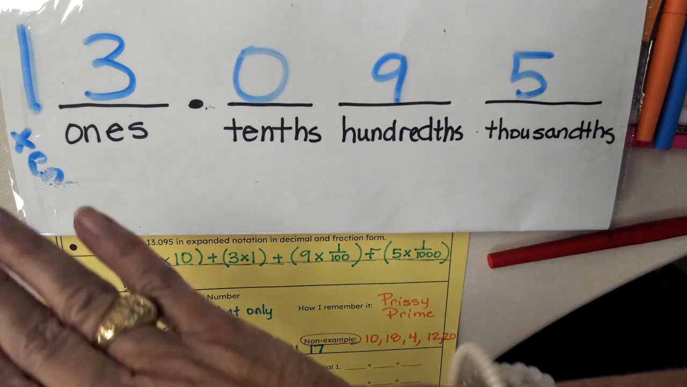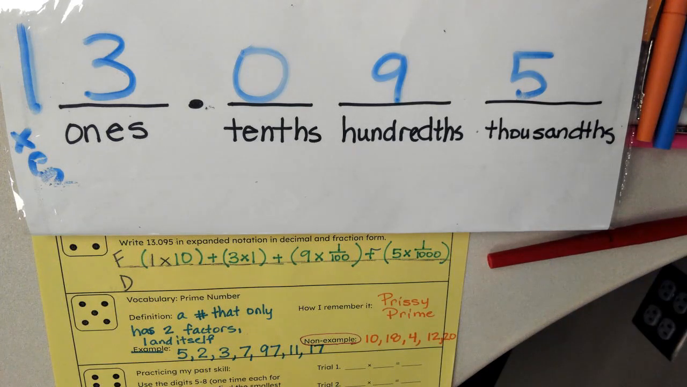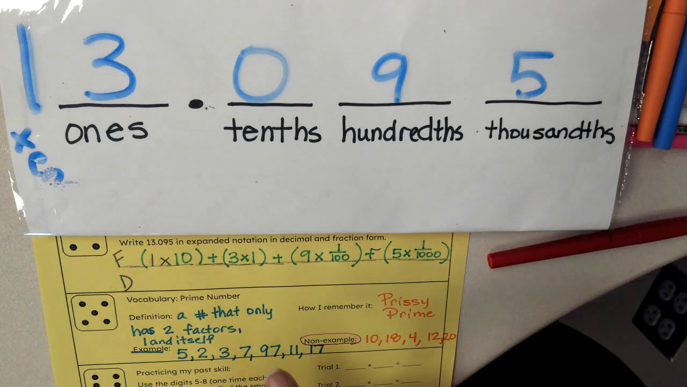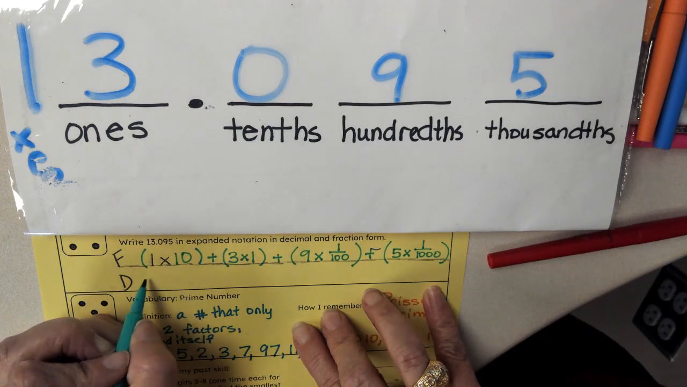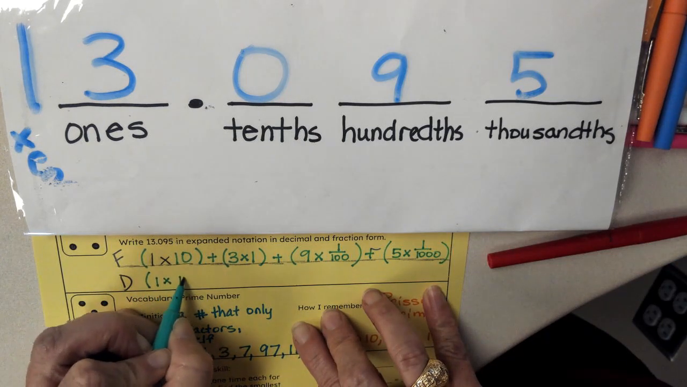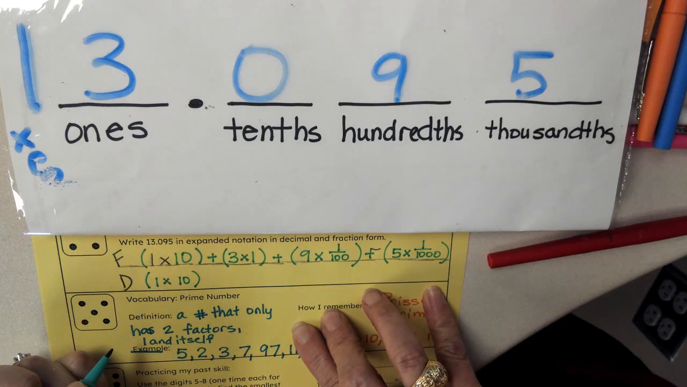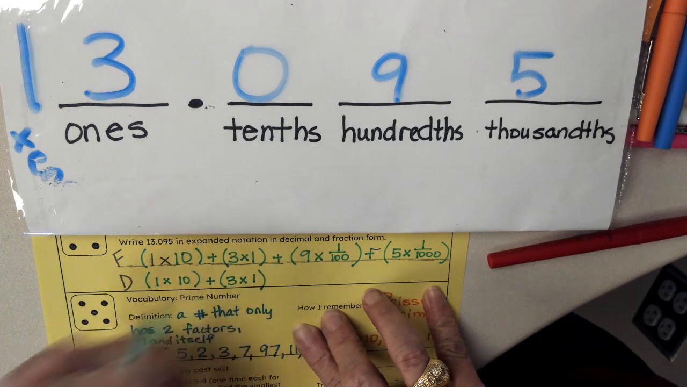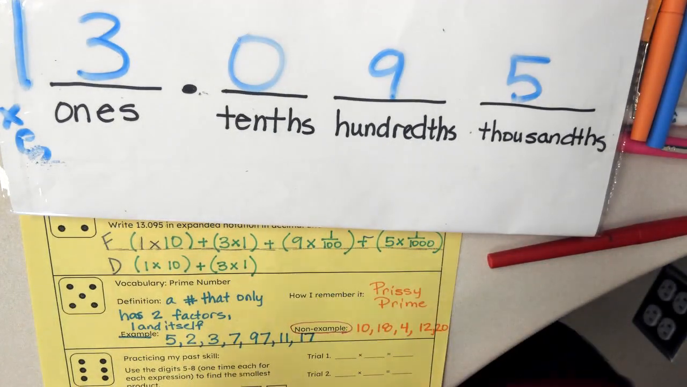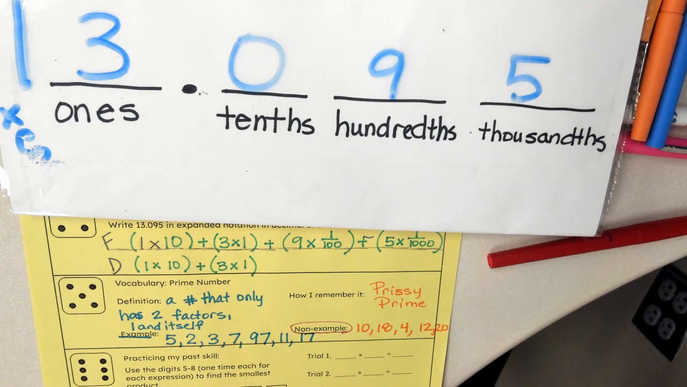We can take that same number and now we can write it in decimal form. So when we write it in decimal form, we're going to keep everything in front of the decimal the same. So we're going to write 1 times 10 in parentheses and 3 times 1 in parentheses. Those pieces are staying the same because they're whole numbers. The difference will be the fraction. Instead of writing the fraction value, we're going to write the decimal value.